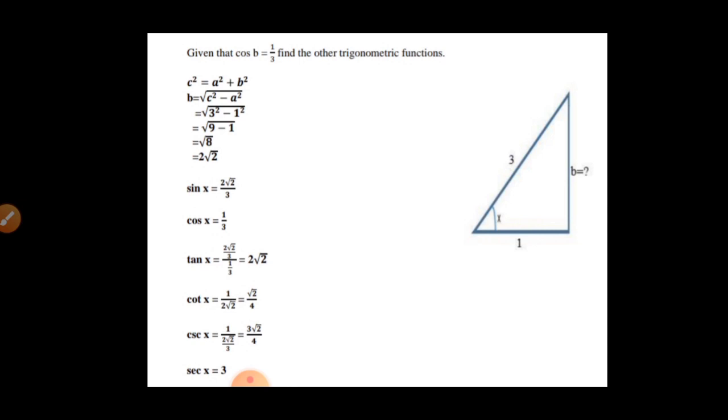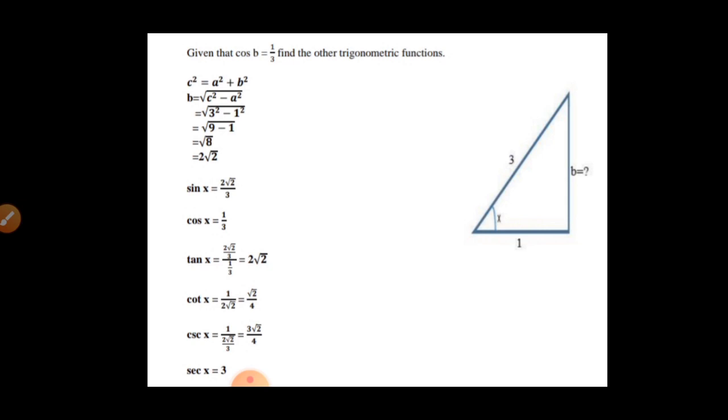Sine X is equal to 2 square root of 2 over 3. Cos X is equal to 1/3. Tan X is equal to 2 square root of 2 over 3 over 1/3 is equal to 2 square root of 2.